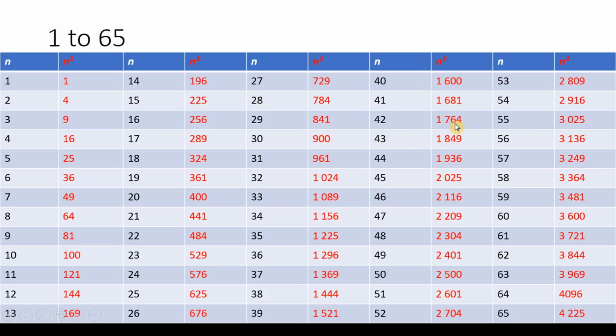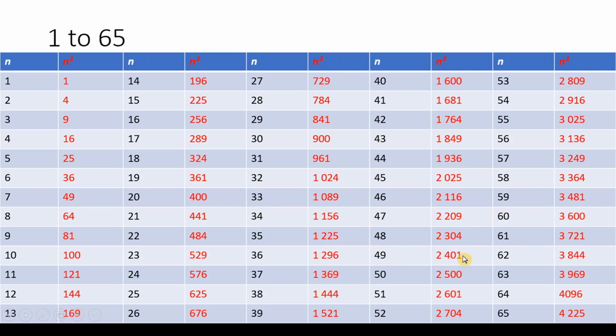42 squared is 1,764, 43 squared is 1,849, 44 squared is 1,936, 45 squared is 2,025, 46 squared is 2,116, 47 squared is 2,209, 48 squared is 2,304. Now you can see that they're going up by like 95, so they're pretty much always going to be skipping hundreds.